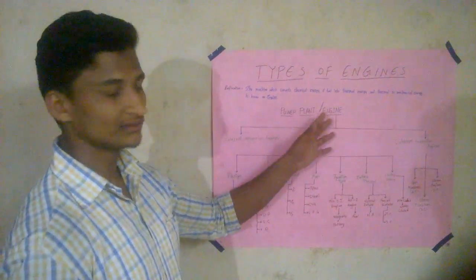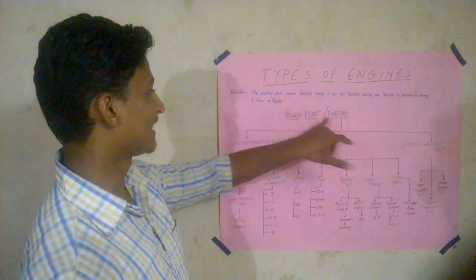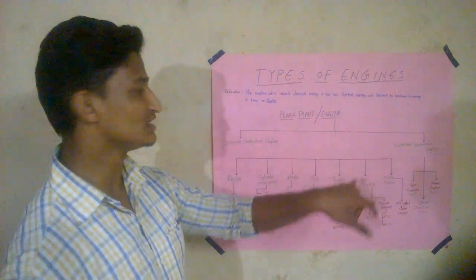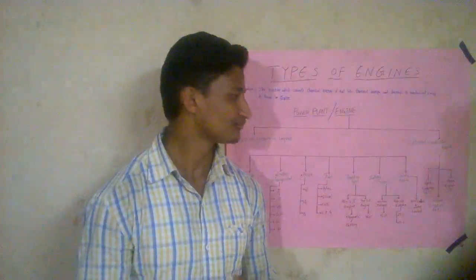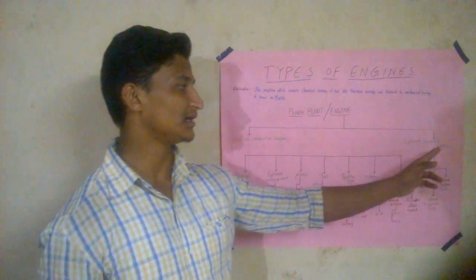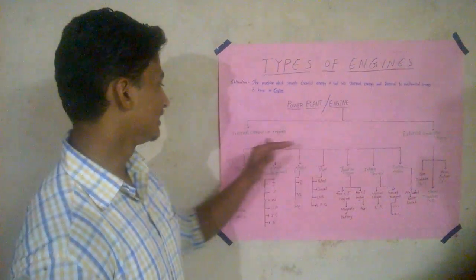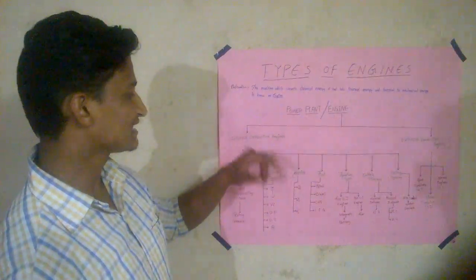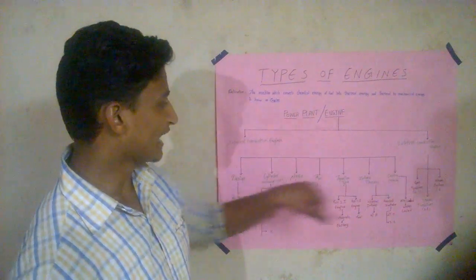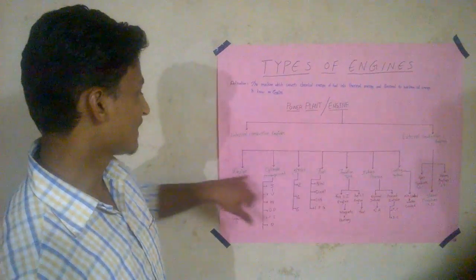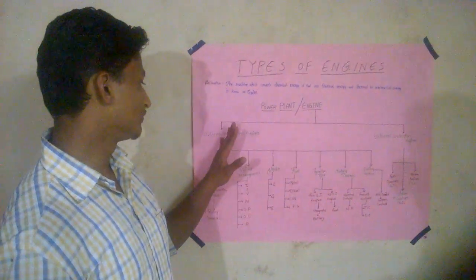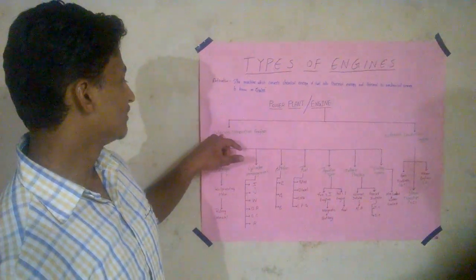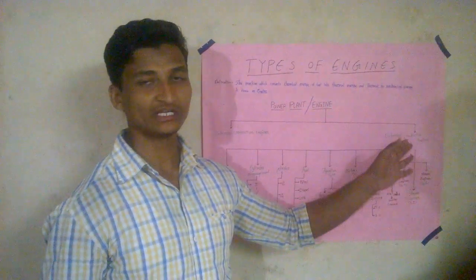So here is the topic, the power plant. A power plant is also called an engine, and basically engines are classified into two types: one is the internal combustion engine and the other is the external combustion engine. The internal combustion engine is again classified into many types according to various parameters. Before going to that, it's necessary to know what an internal combustion engine is and what an external combustion engine is.